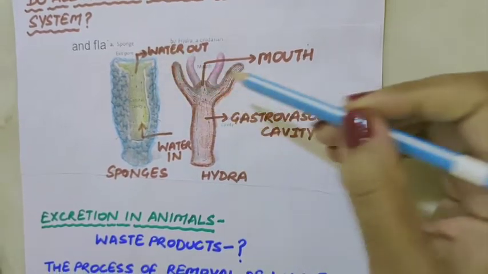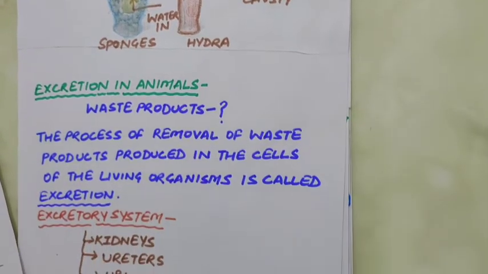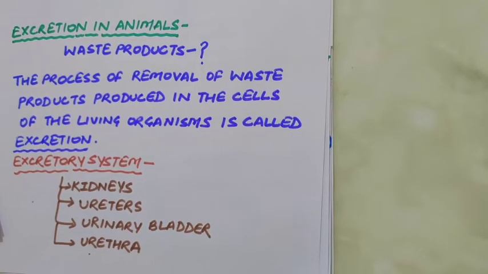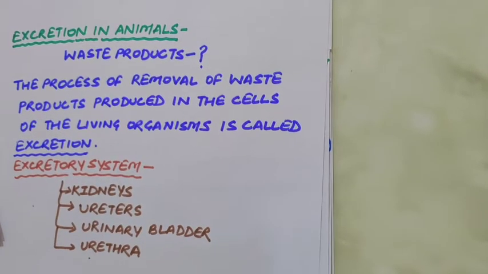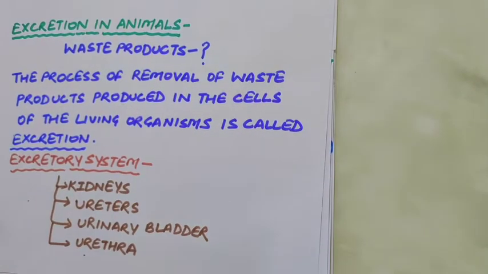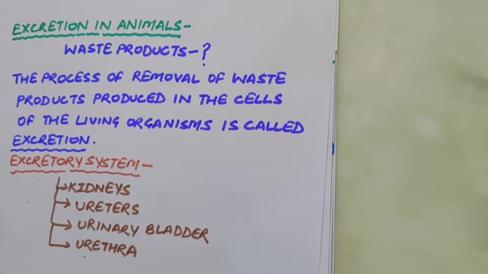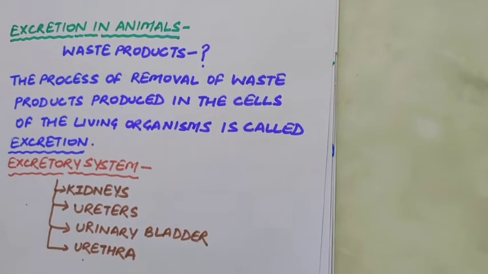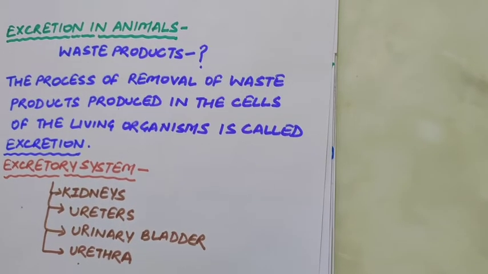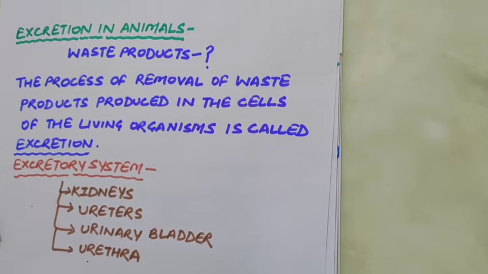The cell in animals releases some waste product as they perform different functions. And these waste products are toxic and hence they must be removed from the body of living organism. The process of removal of waste products in the cell of living organism is called excretion. When our body uses food, water and air, it produces some byproducts or unwanted substances. And the waste material must be removed from the body so that a person may stay healthy.